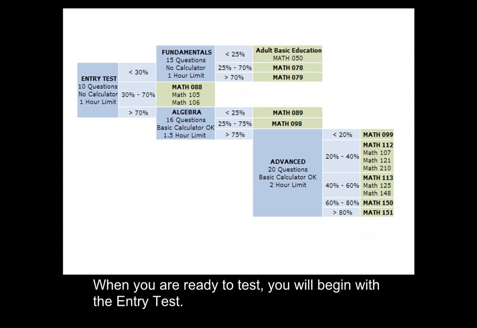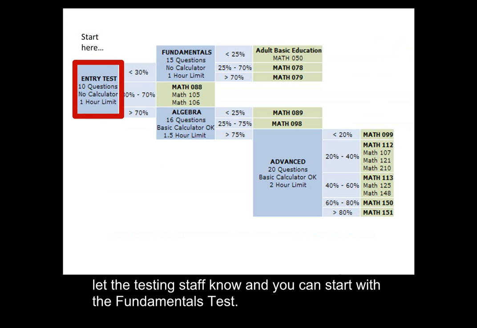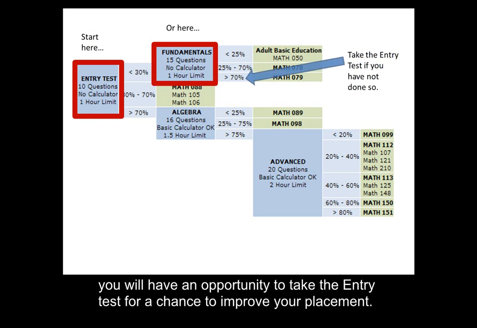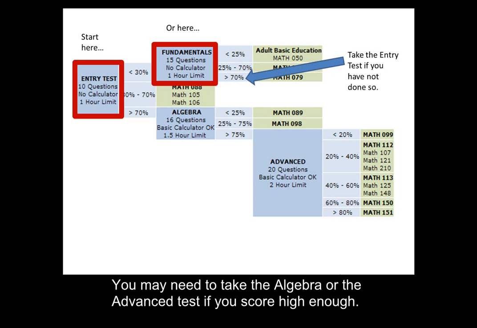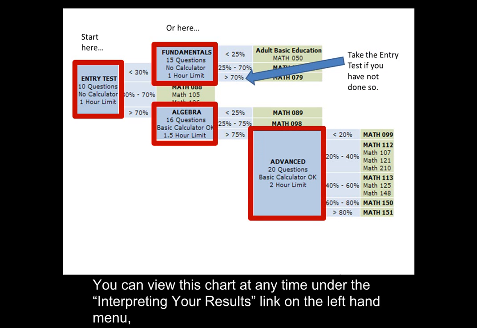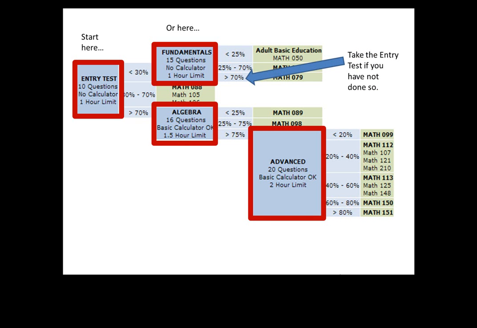When you are ready to test, you will begin with the entry test. However, if you would feel more comfortable starting with basic math skills, let the testing staff know and you can start with the fundamentals test. If you choose to start with fundamentals and you score above a 70%, you will have an opportunity to take the entry test for a chance to improve your placement. You may need to take the algebra or the advanced test if you score high enough. You can view this chart at any time under the Interpreting Your Results link on the left-hand menu, which will appear when you take a test, or click to view your results.